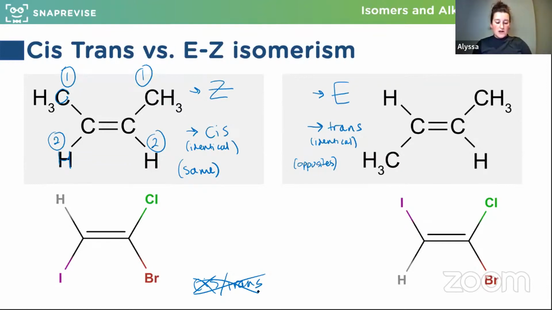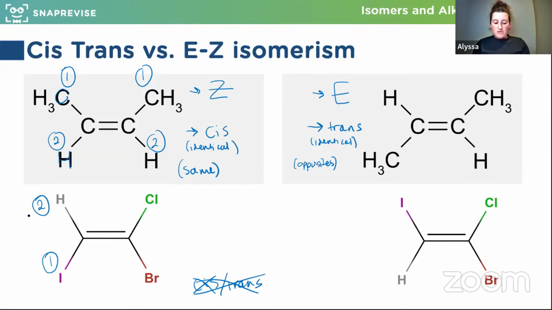Okay, so in this bottom left one, let's look at our priority groups. Let's look at the left-hand side of the double bond. Which has priority, the hydrogen or the iodine? Iodine, definitely, well done, because it has the higher atomic mass. These are nice and simple because we've only got one atom to look at. So the iodine is higher priority than hydrogen.